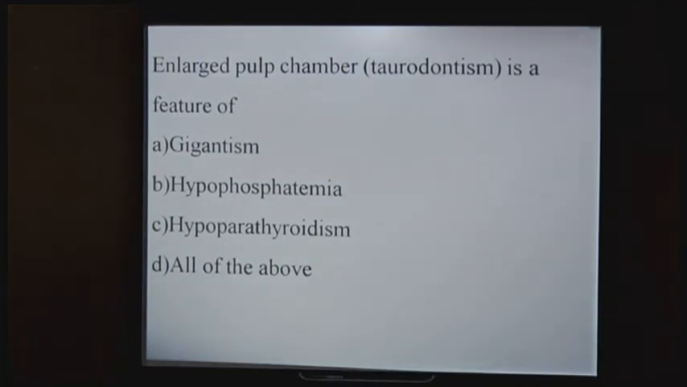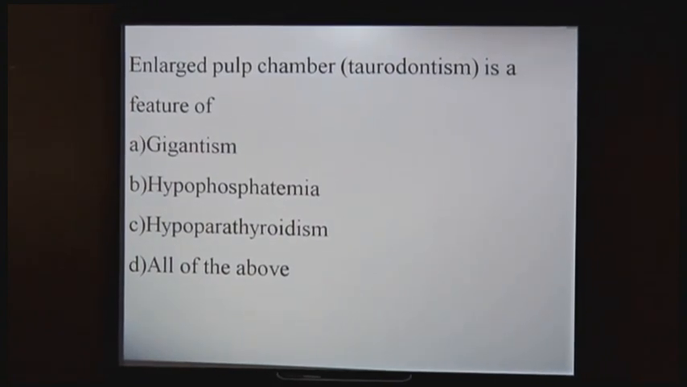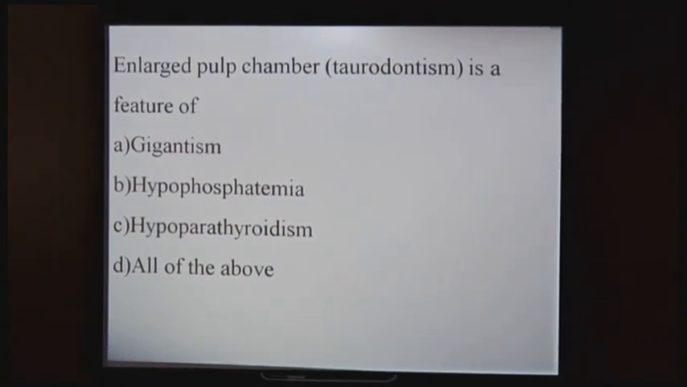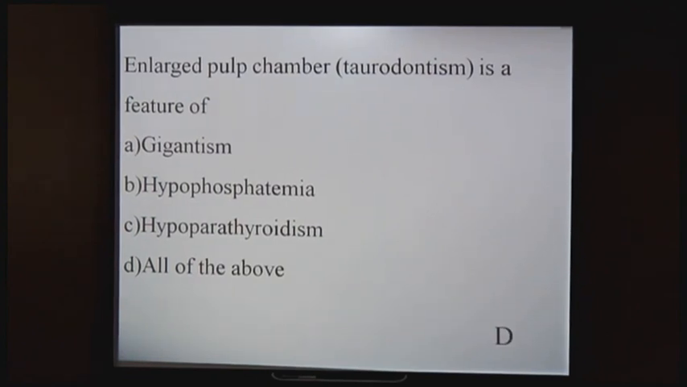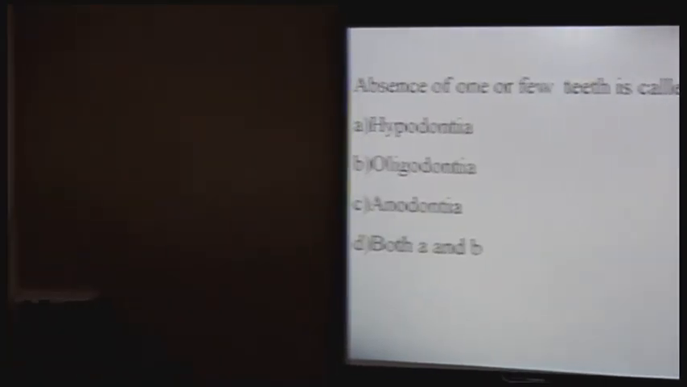Enlarged pulp chamber, which is taurodontism, is a feature of A or. Absence of one or few teeth is called as. Then what is oligodontia? Missing of more than 6 teeth is considered as oligodontia. Anodontia is complete absence of teeth. Where do you have complete absence of teeth? Ectodermal dysplasia. Many times I have anodontia.